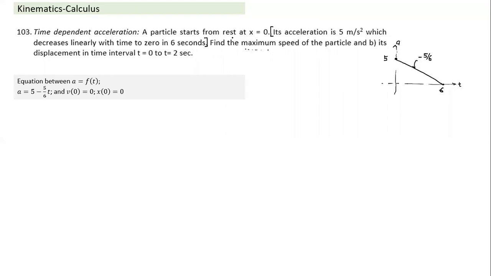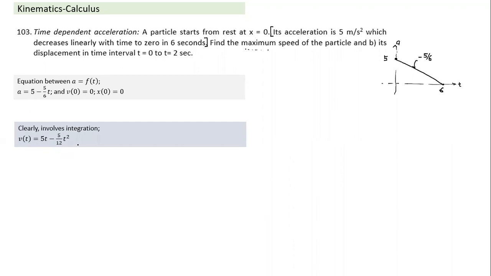Particle starts from rest, which means velocity is 0 at time t is equal to 0, and starts at x is equal to 0, which means its position x is 0 at time t is equal to 0. So velocity at time 0 is 0, and x is 0 at time 0. Now we can integrate and solve this question. Clearly it involves integration. When I integrate with appropriate limits, we get velocity as this function.